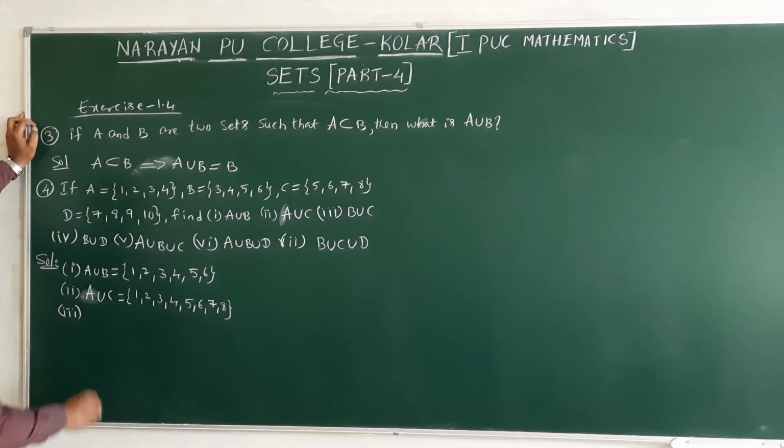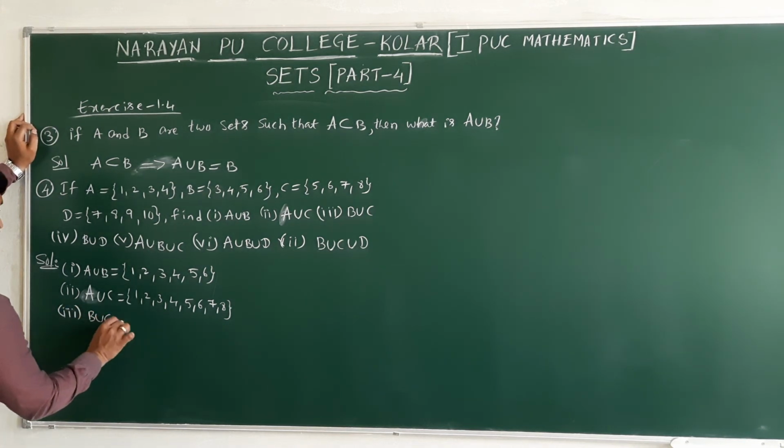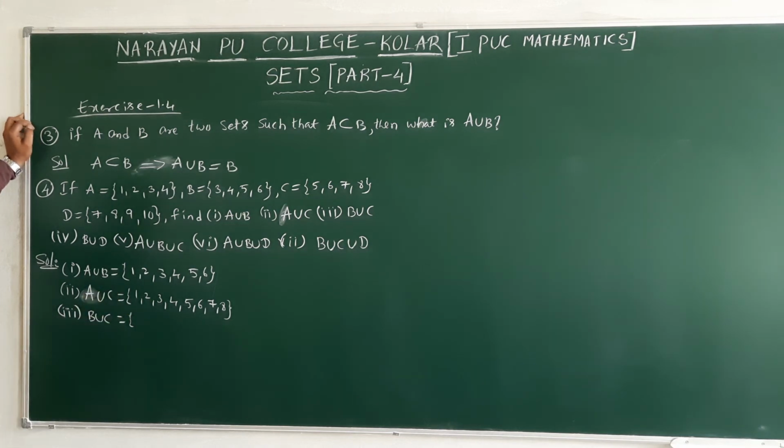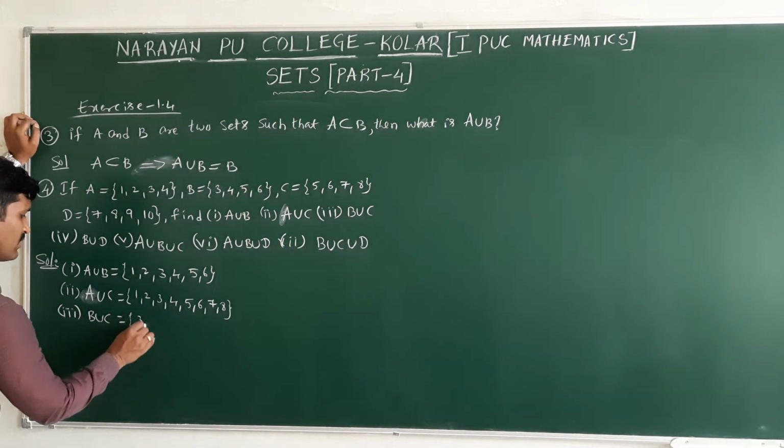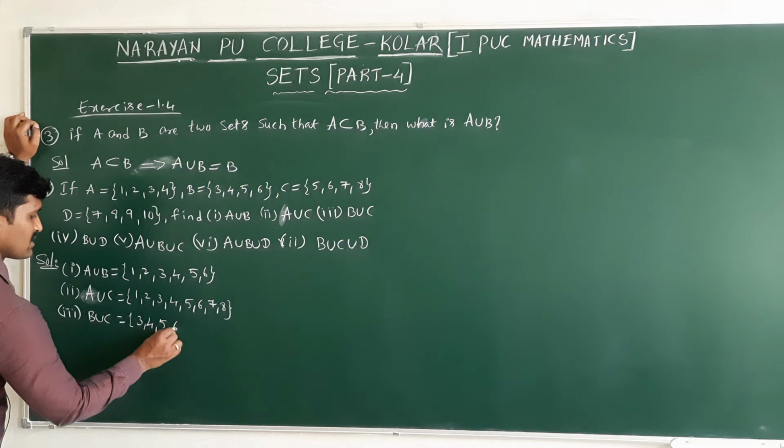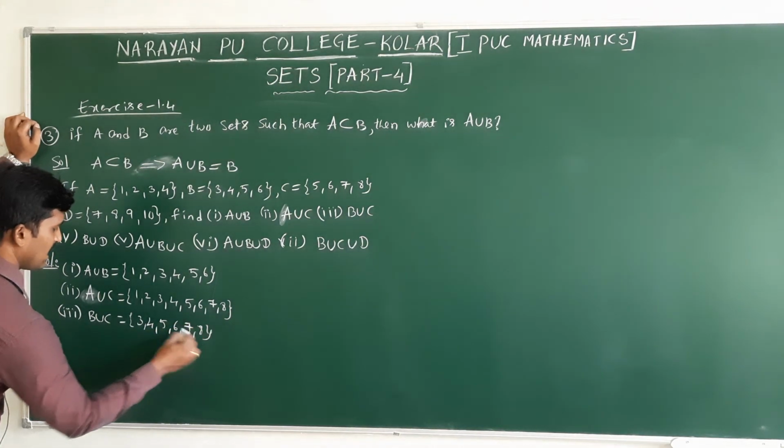Third one, B union C. B and C: 5, 6 repeated, take once enough. 3, 4, 5, 6, 7, 8.